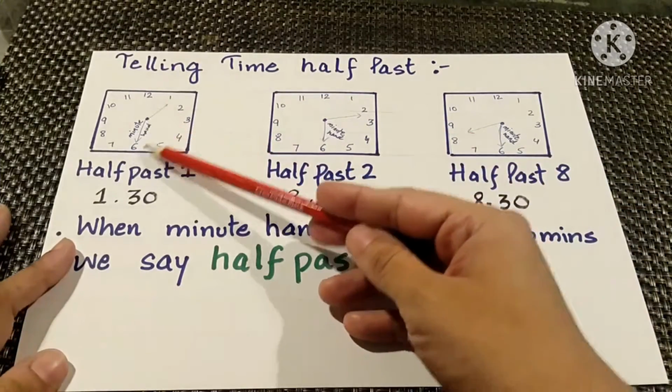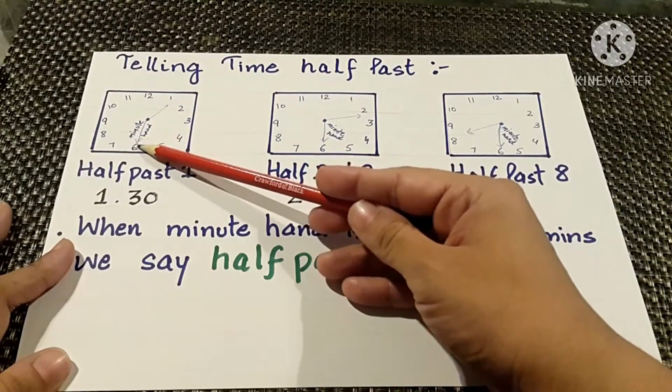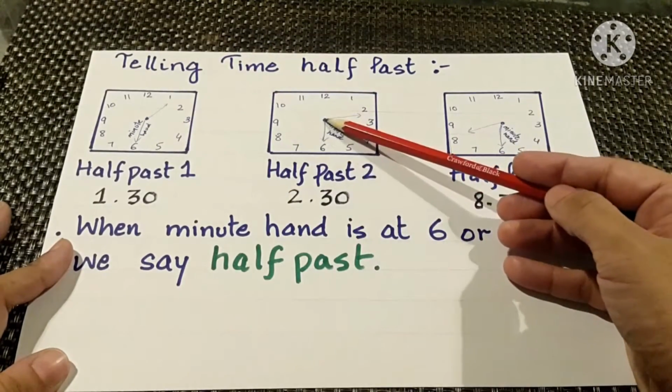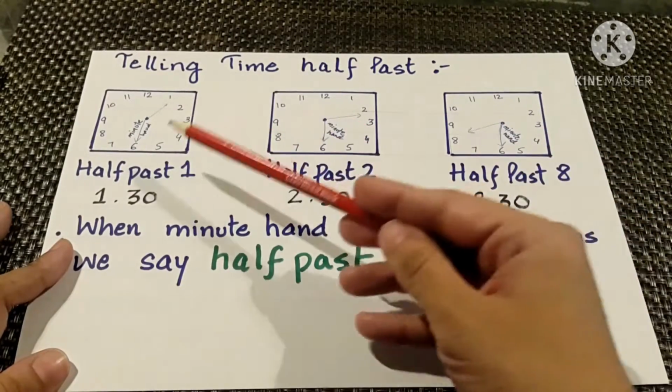Telling the time, half past. In this figure you can see the minute hand is pointing towards 6. The minute hand is pointing towards 6 or at 30.